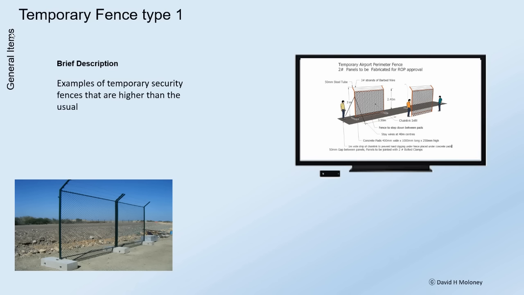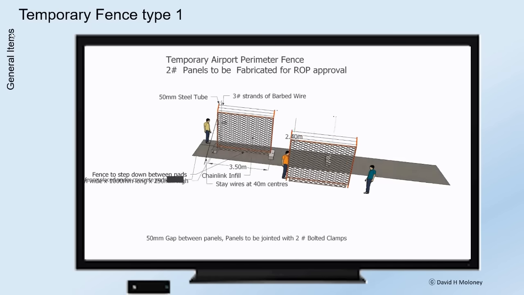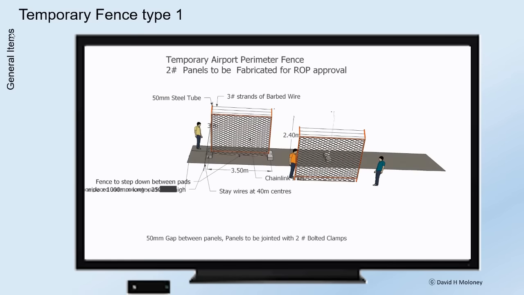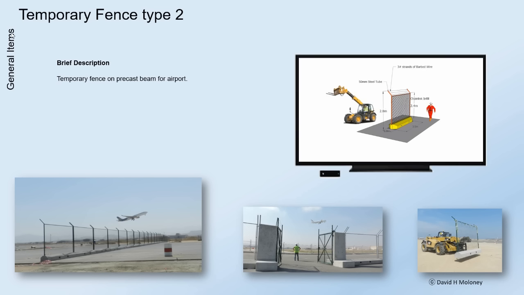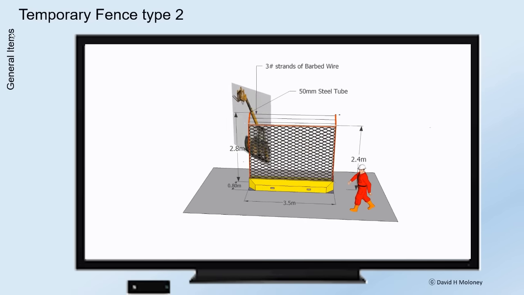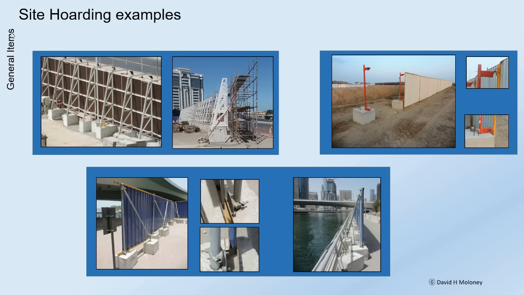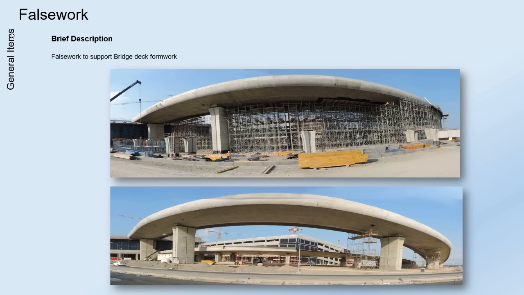Examples of temporary security fences that are higher than the usual. Examples of site hoarding to secure a site. Falsework used to support the bridge deck formwork.